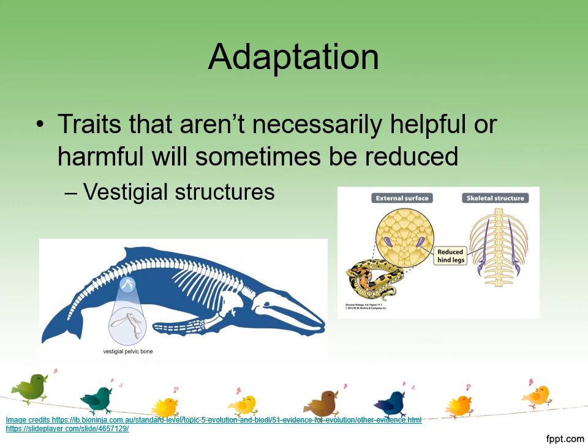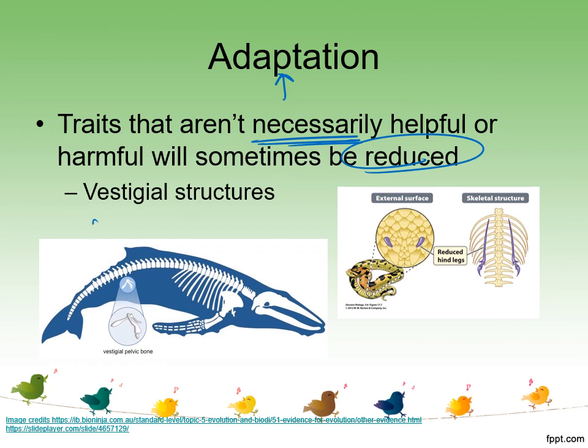So maybe one of the coolest things I think about evolution, natural selection, is that some traits that aren't necessarily helpful anymore, the adaptation might be to let them go away. Some mutations that reduce these structures because they're no longer necessary can be passed on to offspring.